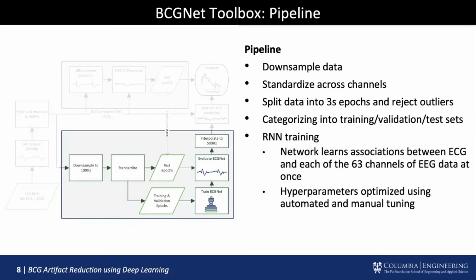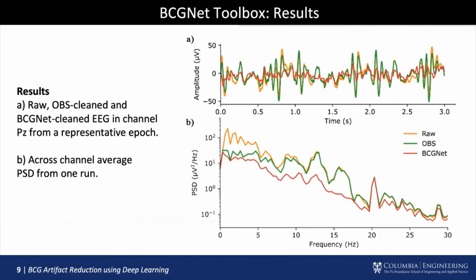It then trains a recurrent neural network on the training set. Training of a network will stop after either reaching the specified number of iterations or after loss values calculated on the validation dataset stabilize. For evaluating the performance of BCGNet, we used the OBS algorithm separately and extracted the same test epochs from the EEG data. The results denote that BCGNet clean EEG shows lower power spectral density in theta and alpha frequency bands when compared to raw and OBS clean EEG.